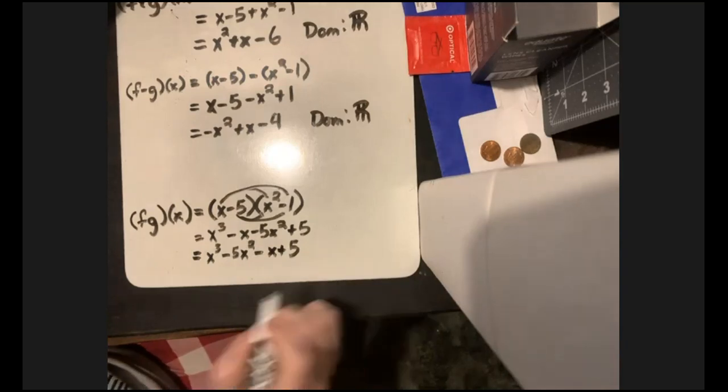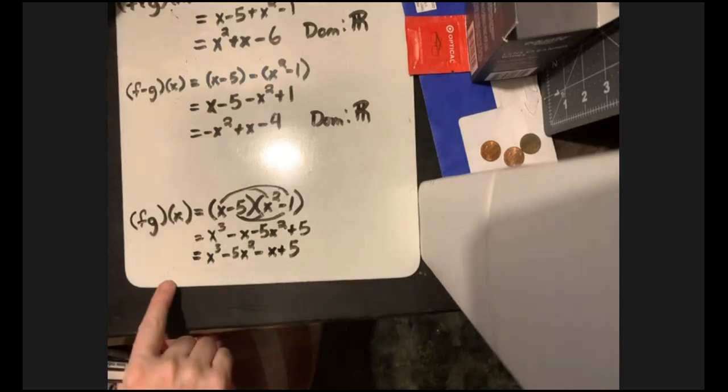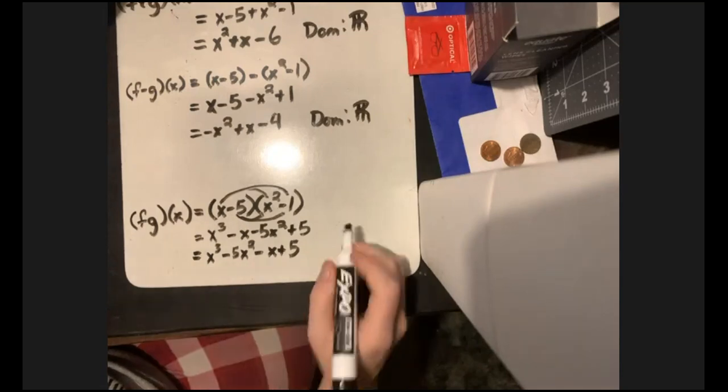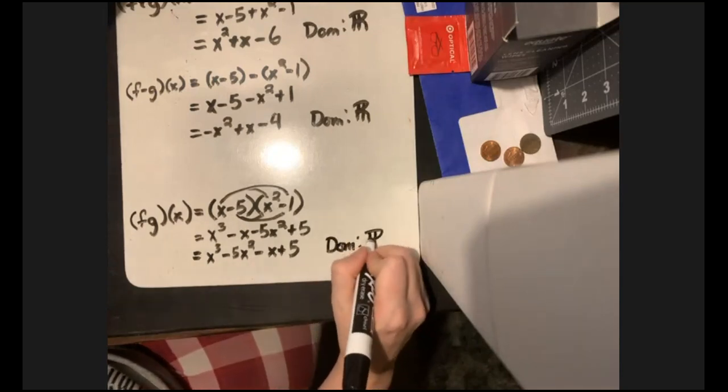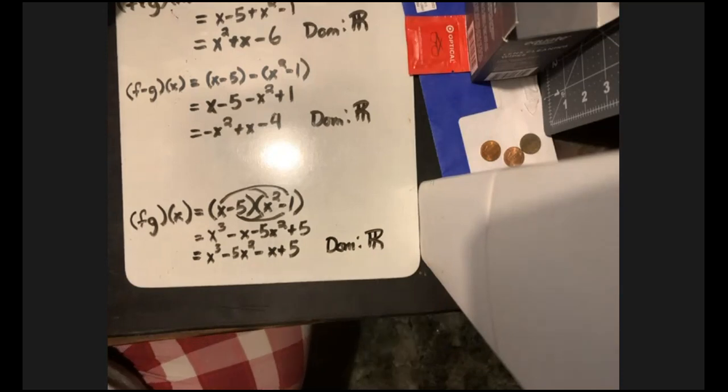Okay. And again, no square roots, no fractions. So this is still okay on its domain, meaning all real numbers. Okay, so a lot of this is still going to be just following your instinct and following how this is going to process.